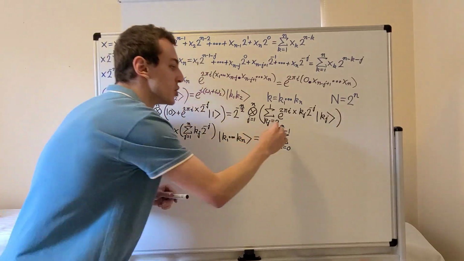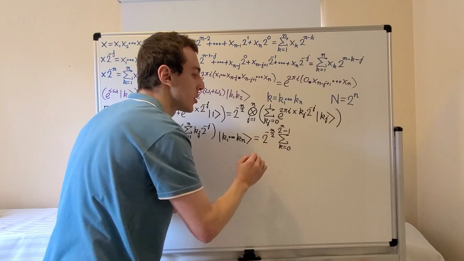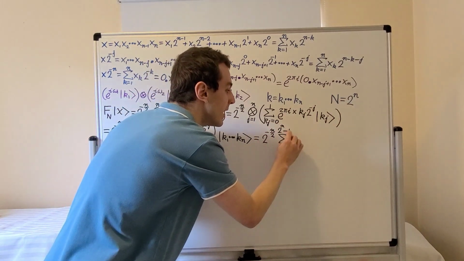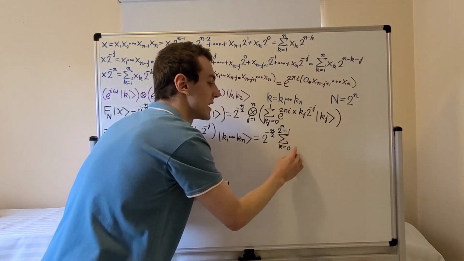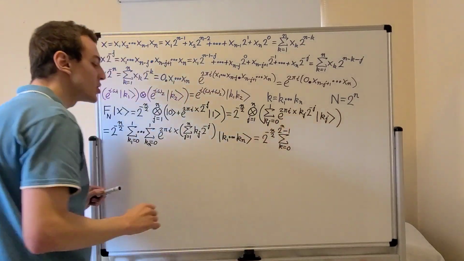But we actually have 2 to the n terms, right? That's the same as capital N. We have 2 to the n terms, so we need to subtract 1 because we're including this 0. That's why we have a minus 1 up here in the top. So that explains the summation sign.